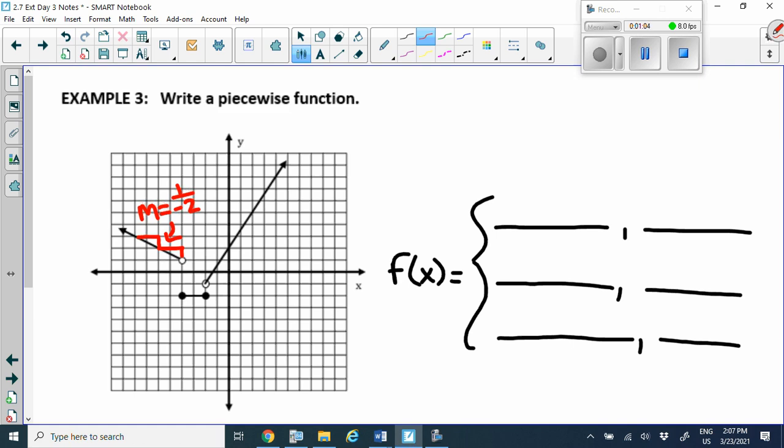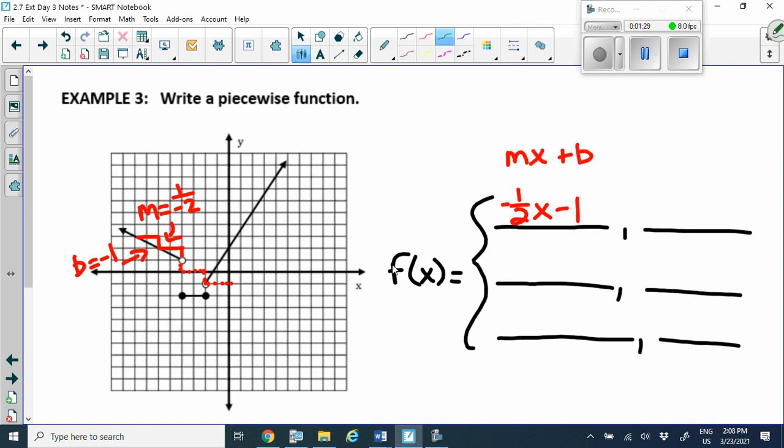Now I'm going to use that to extend this line to find what is the y-intercept. So I go down 1, then to the left 2. Go down 1, to the left 2. So it looks like I cross at -1. So the y-intercept here is going to be -1. So writing this as -1/2 x minus 1. And don't forget, we always write it as mx plus b.